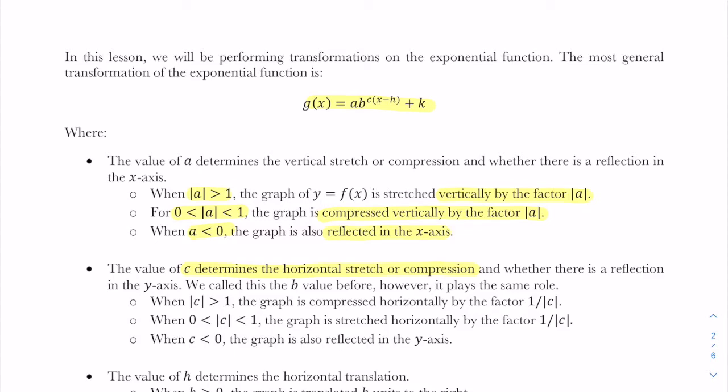When the absolute value of c is larger than 1, that corresponds to a horizontal compression by the factor 1 over c. If c is a number between 0 and 1 in absolute value, then that would be a horizontal stretch by, again, a factor of 1 over c. And finally, if c is negative, then that corresponds to a horizontal reflection or a reflection in the y-axis.